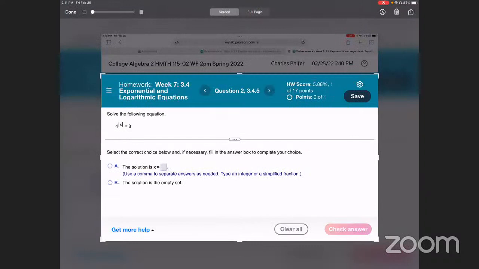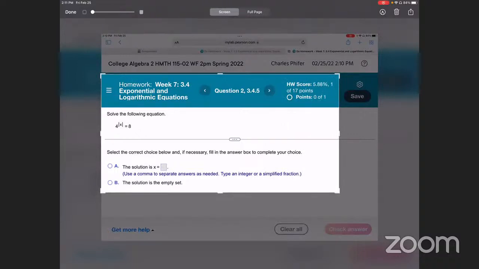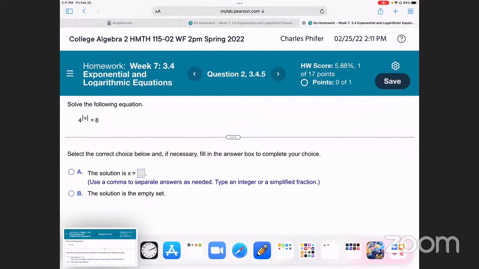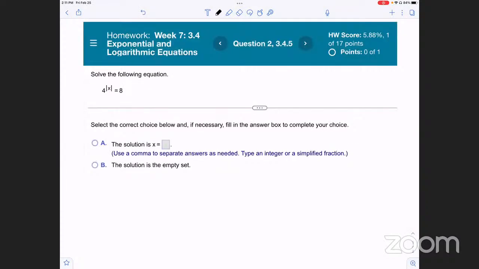And again, anything that you see me writing, you can pull a copy of the PDF at the end from Blackboard. So solve the following equation. We have 4 to the power of absolute value of x equals 8, right? Let me see, can we get these to the same base? Now, 4 times 4 is 16, so that's not 8. But we can get them both to a base of 2.